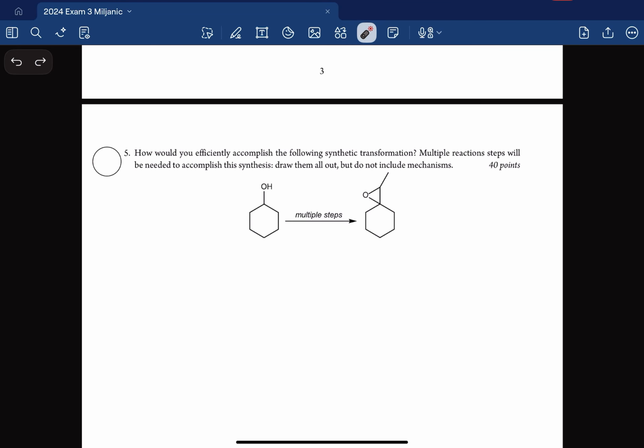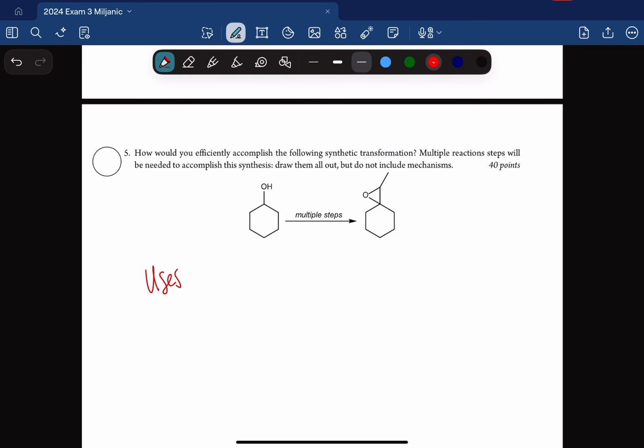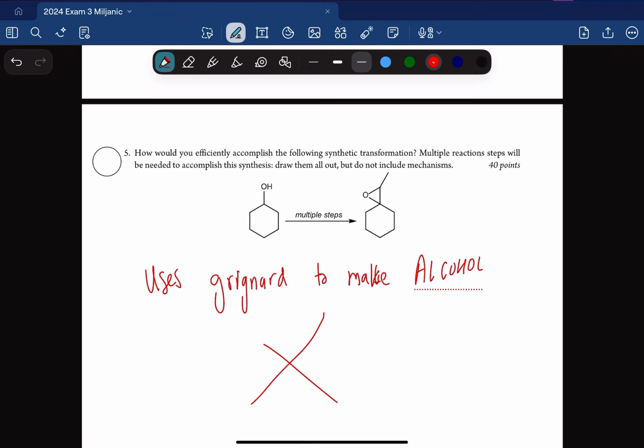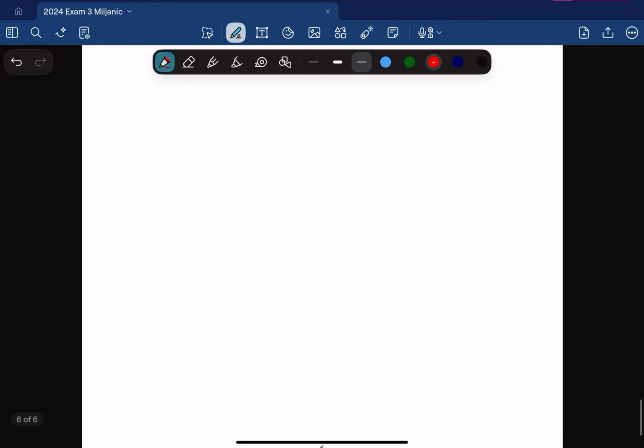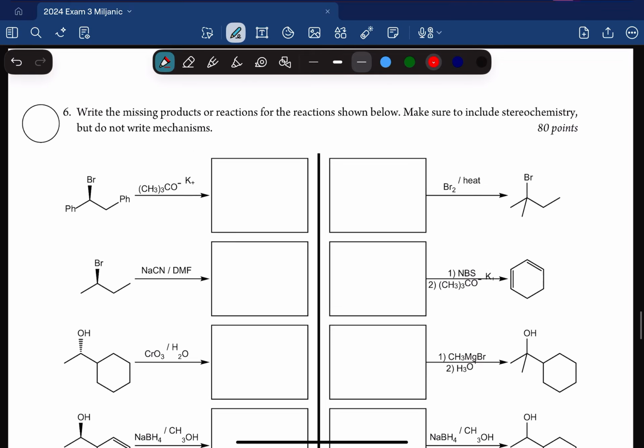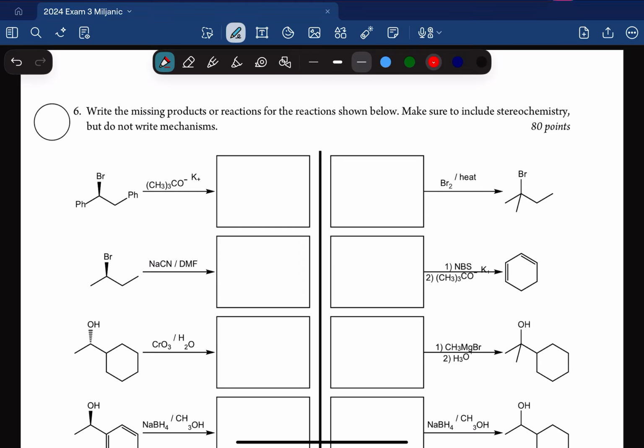Now for this synthesis, you do unfortunately use a Grignard. So we will skip this. It uses Grignard to make alcohol, which is something you are not expected to do. So we'll skip this. And then you have this last page here. So this page is just talking about write the missing products or reactions, so this should say reactants, for the reaction shown below, make sure to include stereochemistry. Okay, so we will be careful there, but do not write mechanism. Okay, so let's go through these and just give you what you need to know.